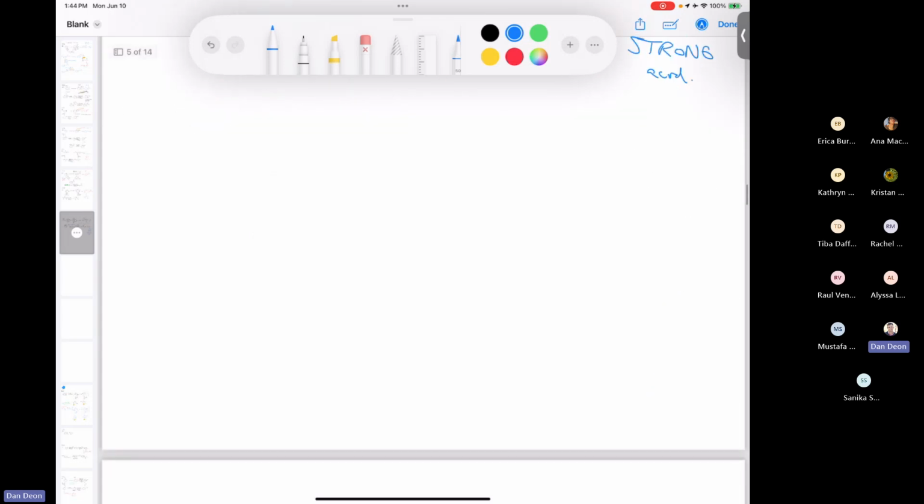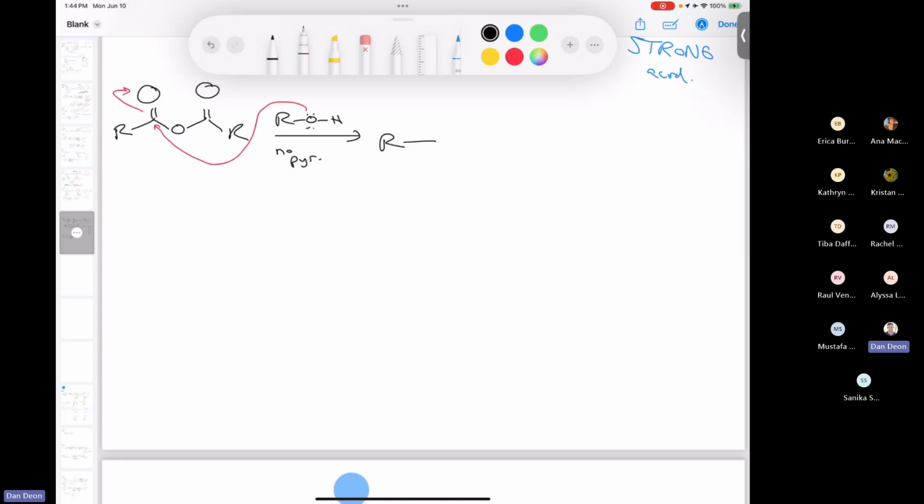Okay? So now we're going to do the very similar reaction. So I'm going to take an anhydride. So if we draw an anhydride, it looks something like this. Okay, and if we treat that with an alcohol, now I said we do not need pyridine. So we'll put here no pyridine. Okay, so what's our first step going to be? It's going to be our nucleophilic attack. Okay, and then we're going to form this intermediate.